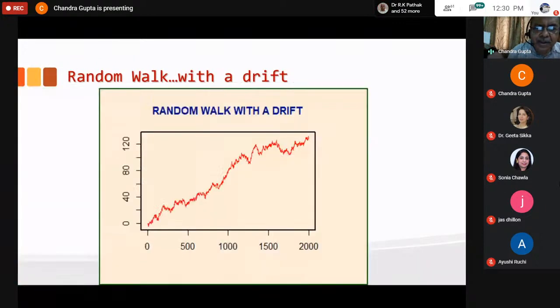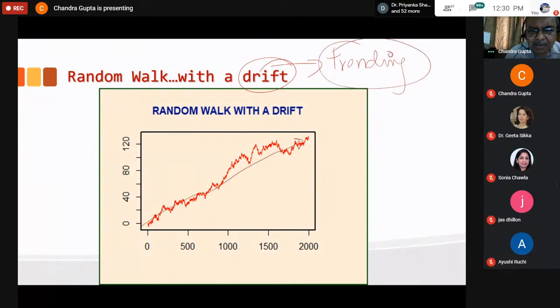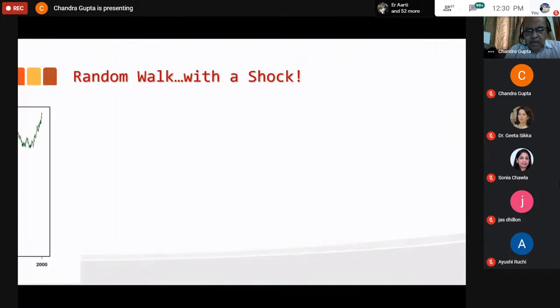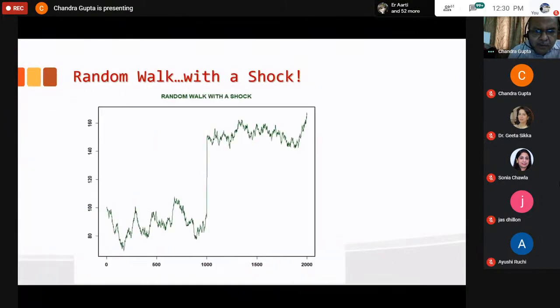We have an example of a random walk with a drift. Drift is your trending term in a random walk. So you can see there is a trend in it. So it's a random walk, but with a drift. Random walk with a shock. Since it is non-stationary, it will not come back. It will move away from that particular level.